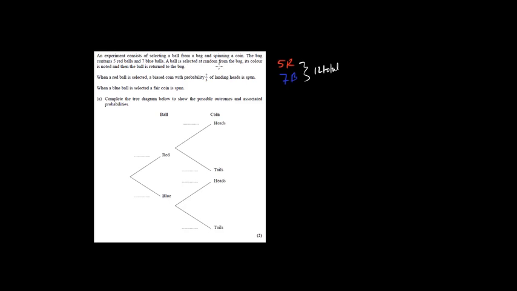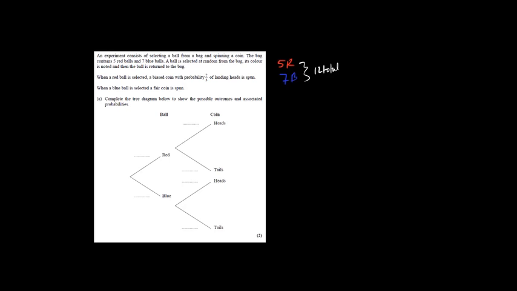A ball is selected at random from the bag, its color is noted, and then the ball is returned to the bag. That means it is being replaced. Now, when the red ball is selected, there is a coin. The coin is biased. With a regular coin, the probability of getting a head is 50% and the probability of getting a tail is 50%.